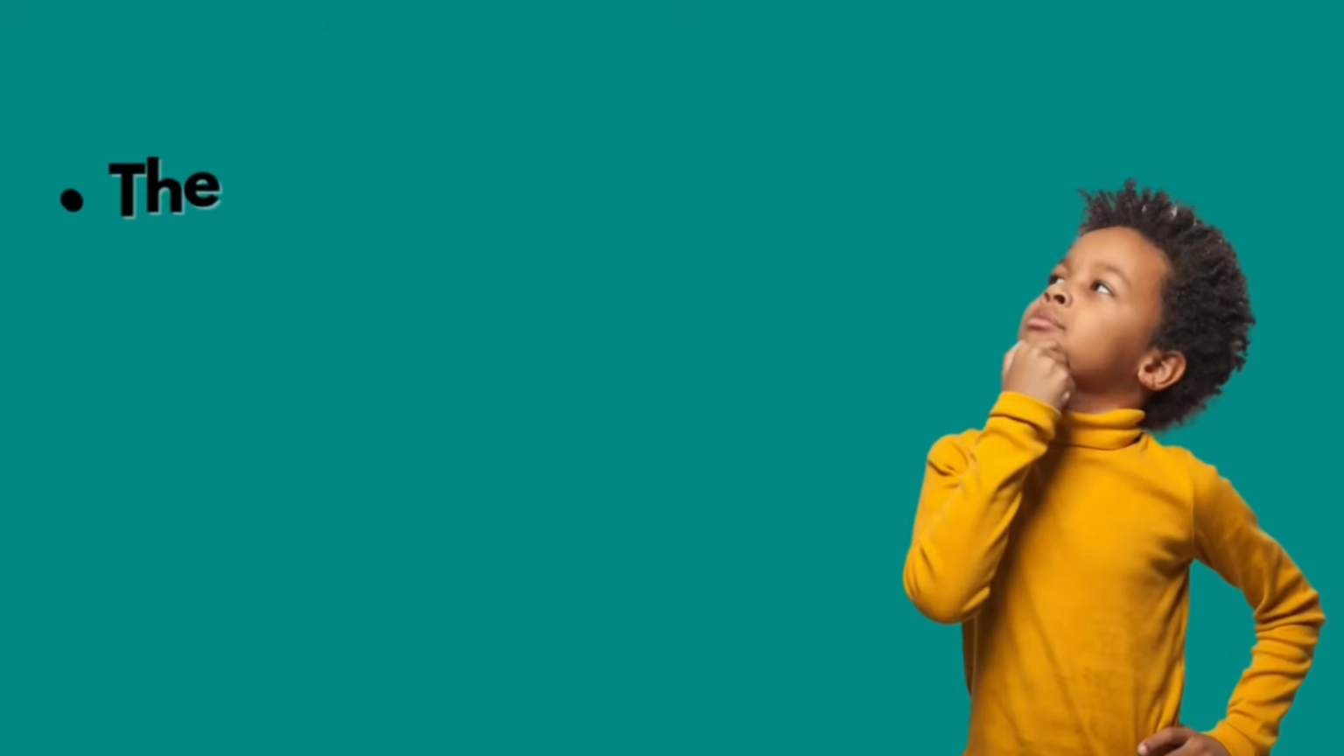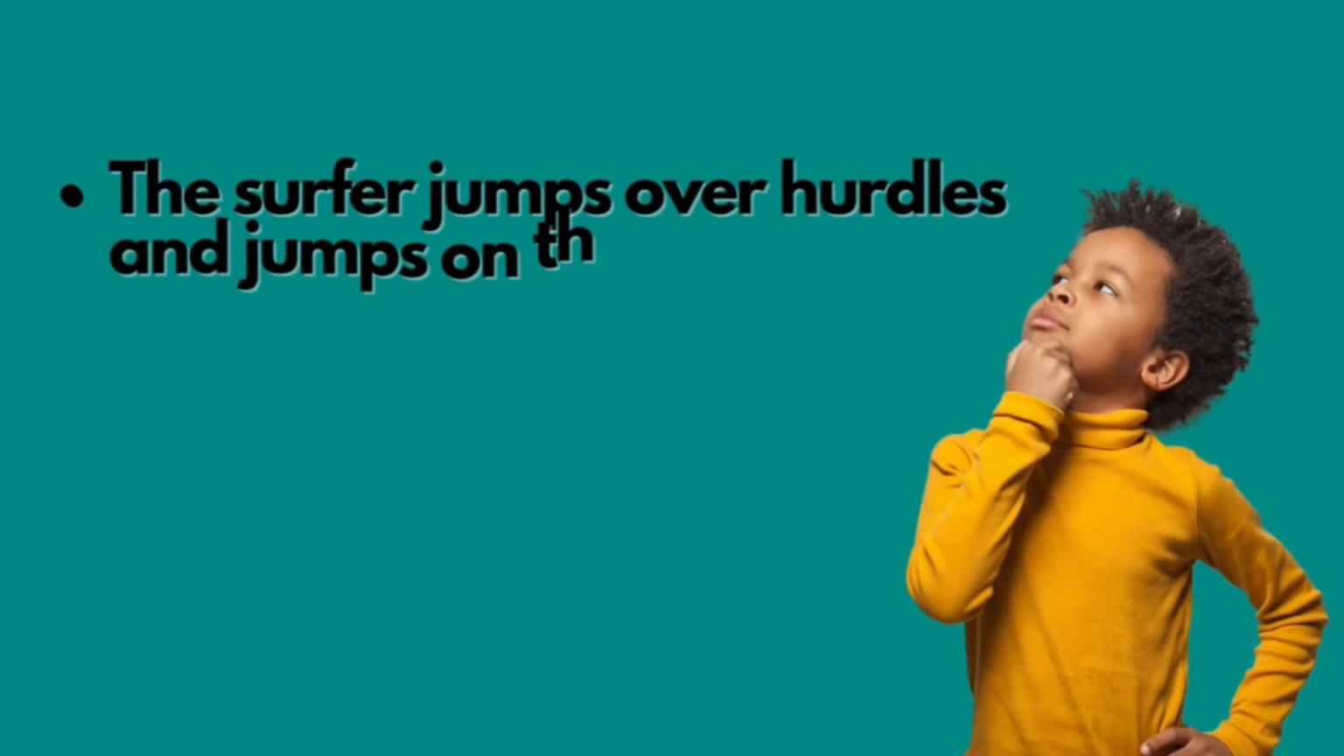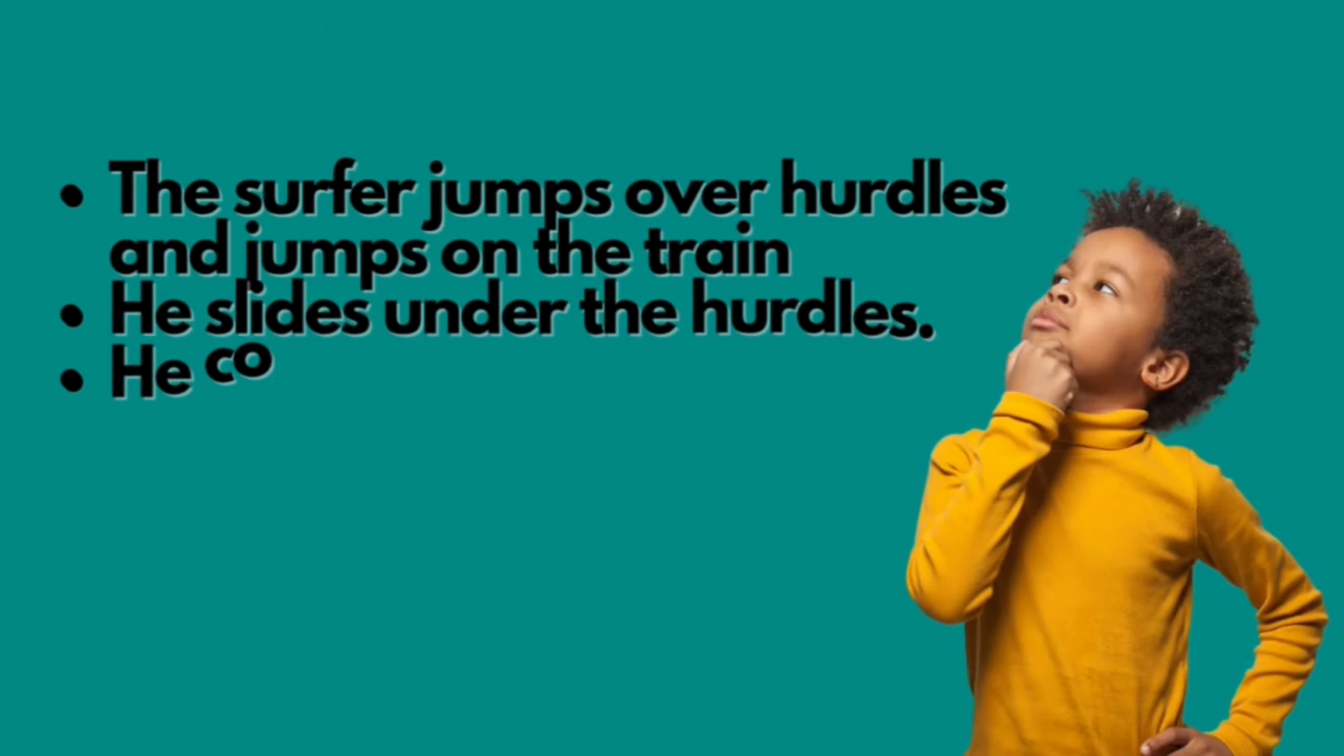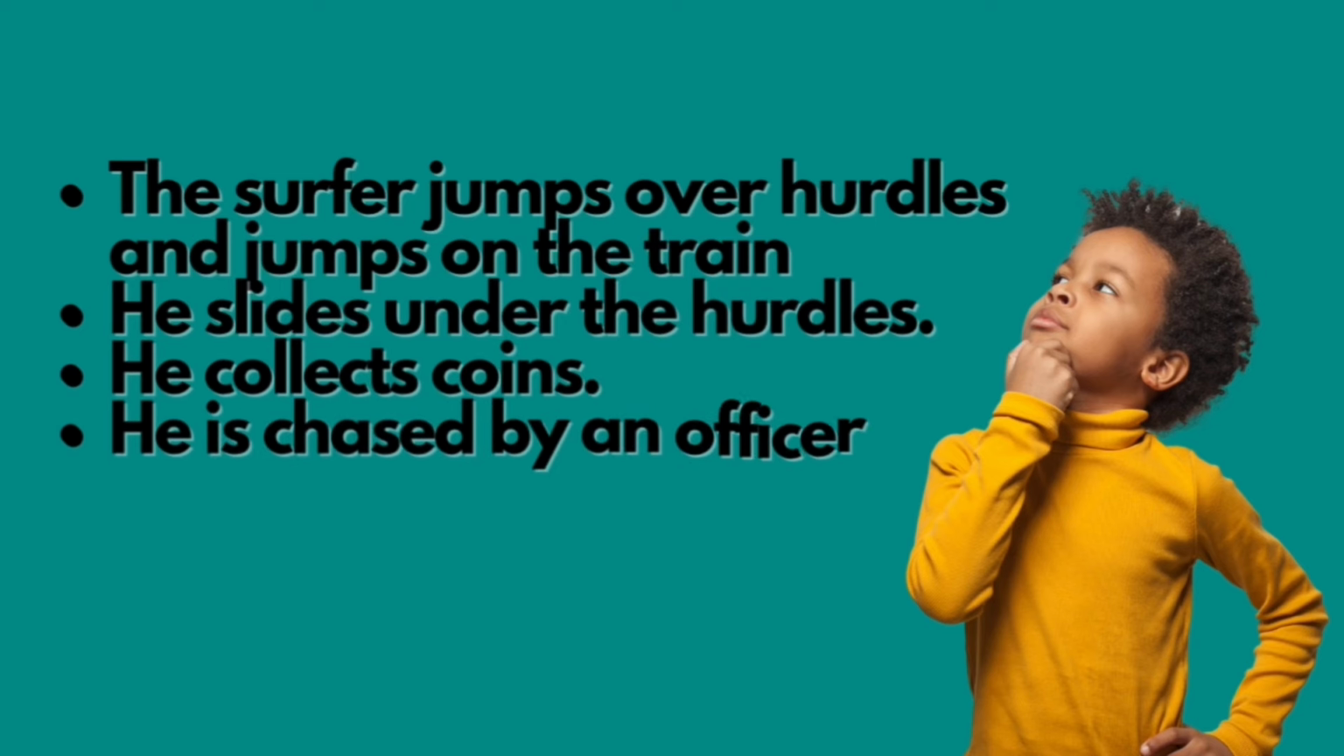ahead and share. The surfer jumps over the hurdles and jumps on top of trains. He slides under or jumps over the hurdles. He collects coins, and he's being chased by an officer. These are some of the things that they may either come up with on their own, or again, you can already have these things written down on chart paper.